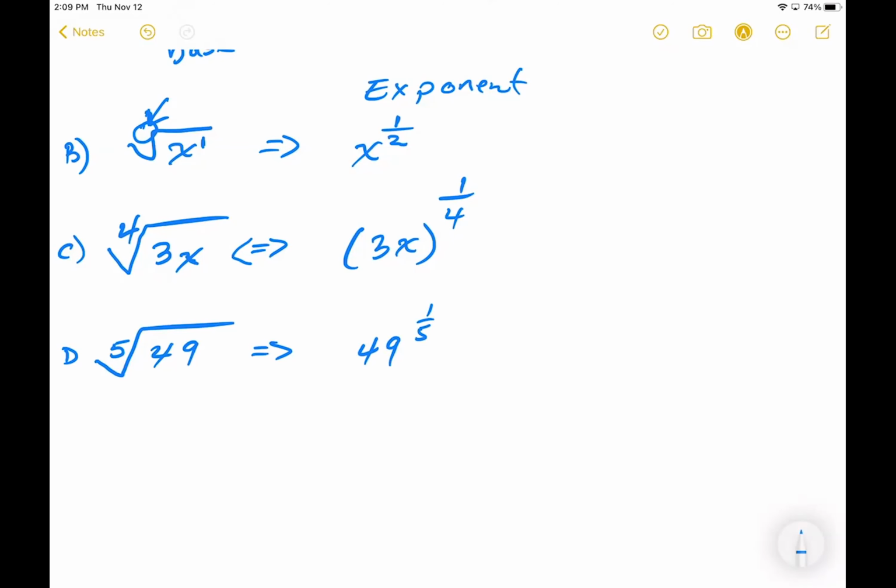And then when you type this in, they say that your answer is not in lowest terms. And then you say, wait, how is it not in lowest terms? Whatever we have is the power over the root.